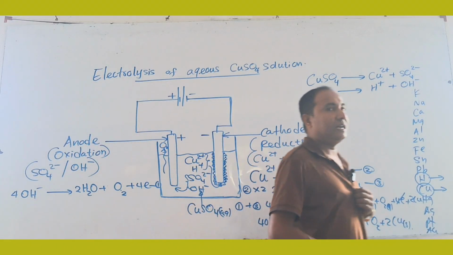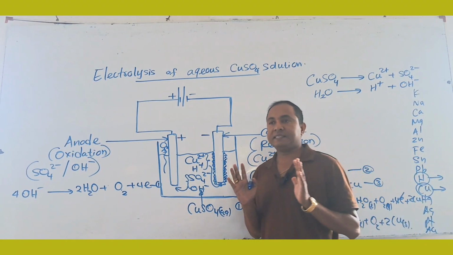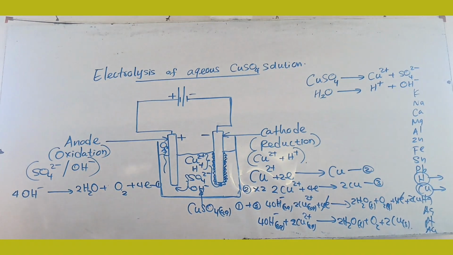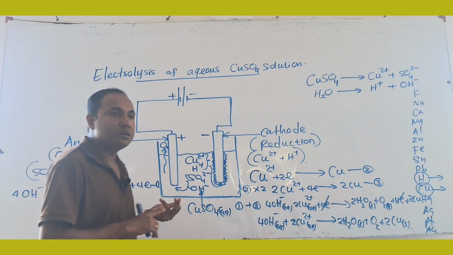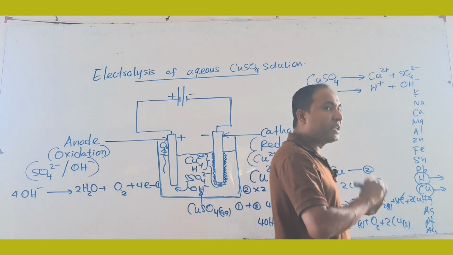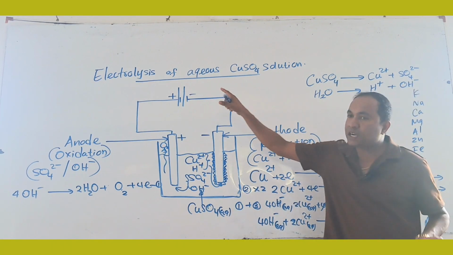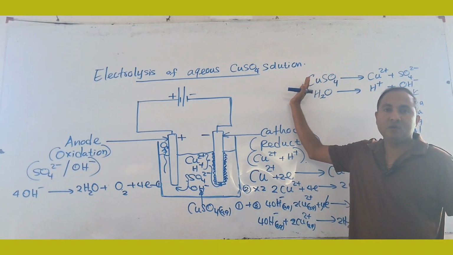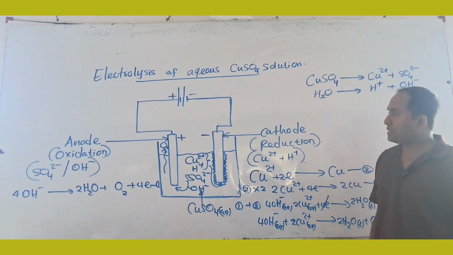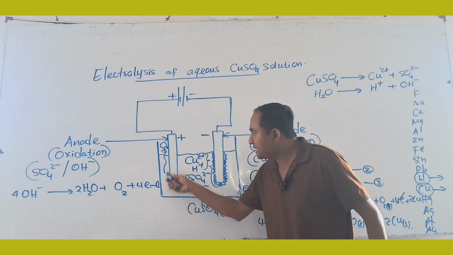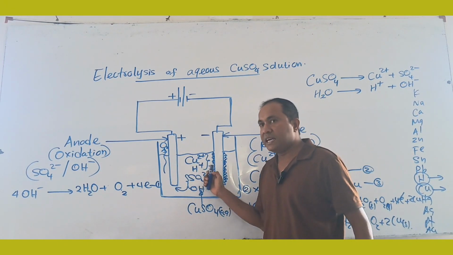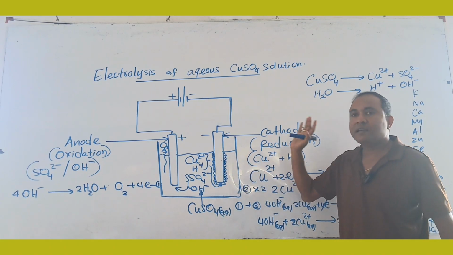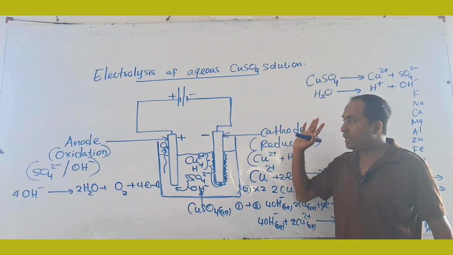Right now we learned about electrolysis. At first we learned about electrolysis of fused sodium chloride. And then we learned about electrolysis of aqueous sodium chloride solution. Now we learned about electrolysis of aqueous copper sulfate solution. In the electrolysis of aqueous copper sulfate solution, oxygen evolves at the anode and copper forms at the cathode. Right, now you can write it down.